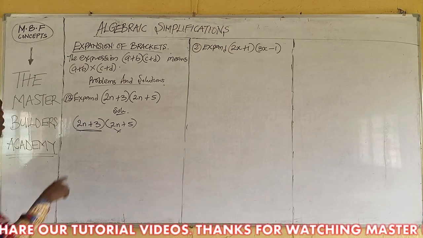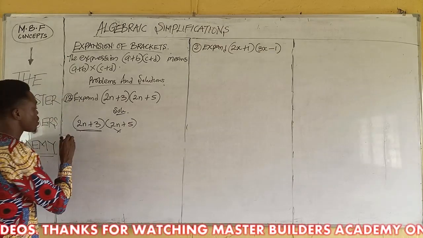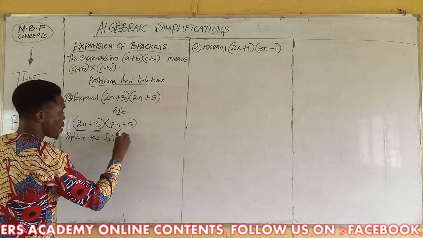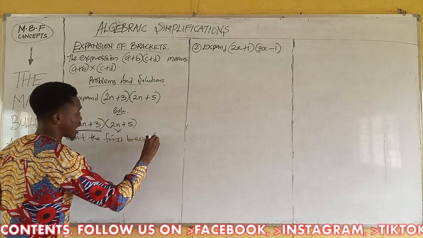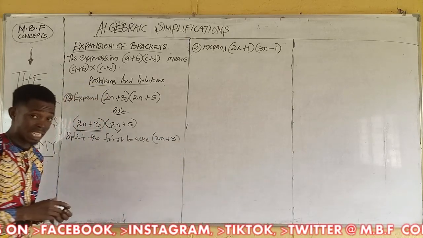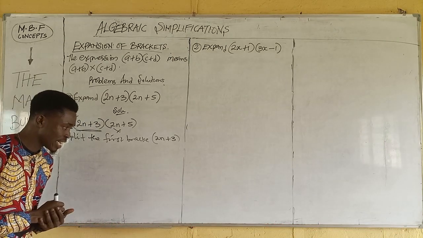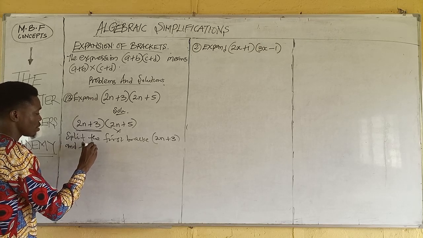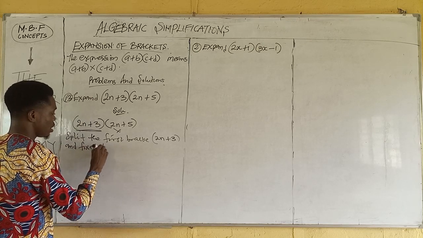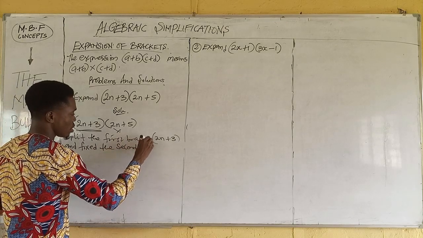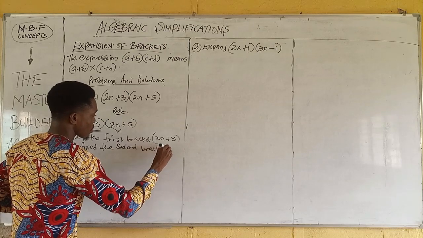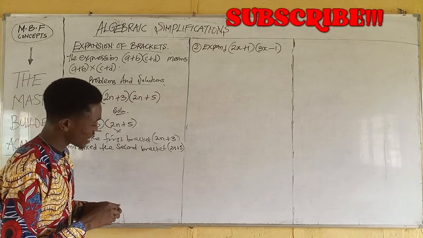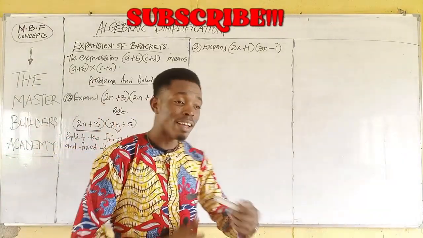So now, if we decide to split the first bracket, which is 2n + 3, and feast the second bracket, which happens to be 2n + 5. Of course, I will take my time to explain this because this is the first question. Then every other question we can be moving with the speed of light.